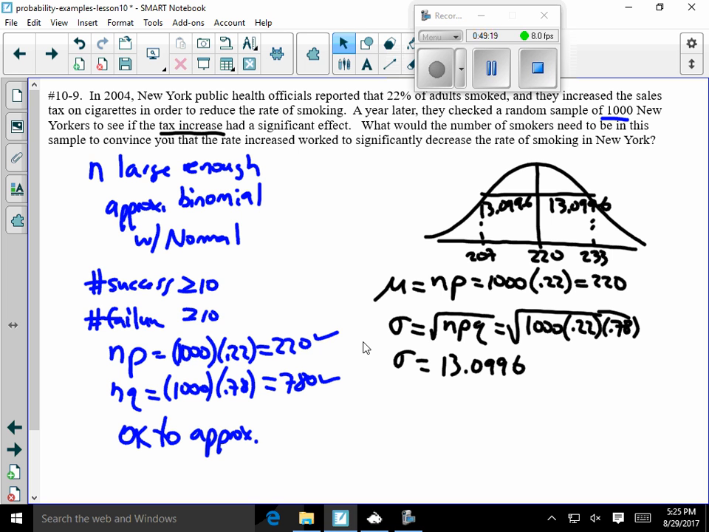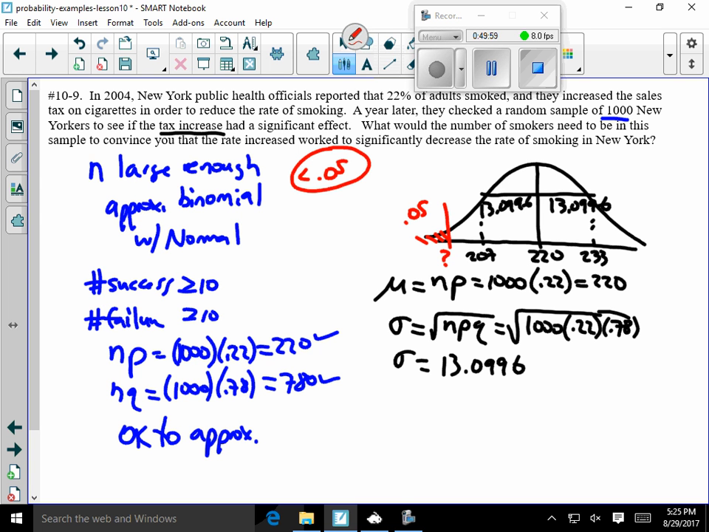Okay, so now the industry standard says as long as we have a less than 5% chance of something happening, then we think it's likely to be caused by the thing we're investigating. So this was trying to drop the number of smokers, so we'd be on the low end, right? We'd want to know where we would have to be down here for us to say that there's only a 5% chance that it happened randomly, just because of normal variation. This distribution represents the normal amount of variation we would see whenever we sample 1,000 New Yorkers and count how many smoked.